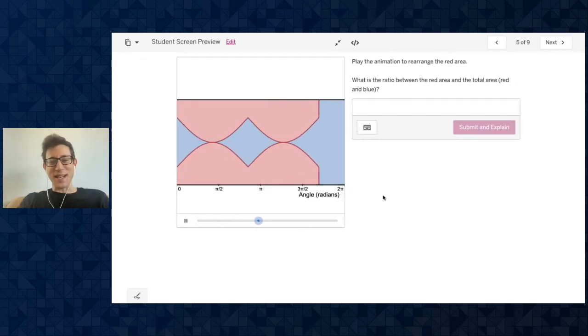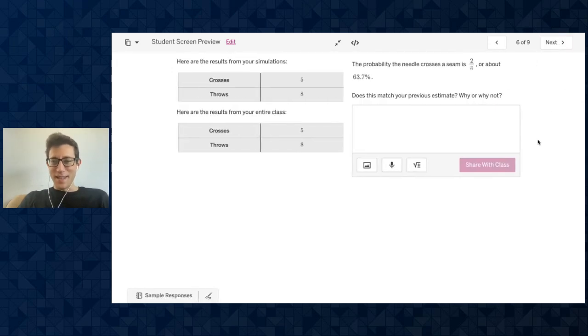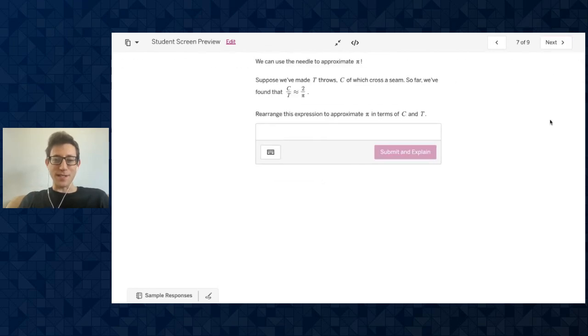So on the next screen, the shapes will morph into something a little friendlier, rectangles, for students to compute that ratio. Then they'll see that the answer turns out to be 2 over pi, or they'll have figured that out for themselves and see how that matches up with their empirical results.